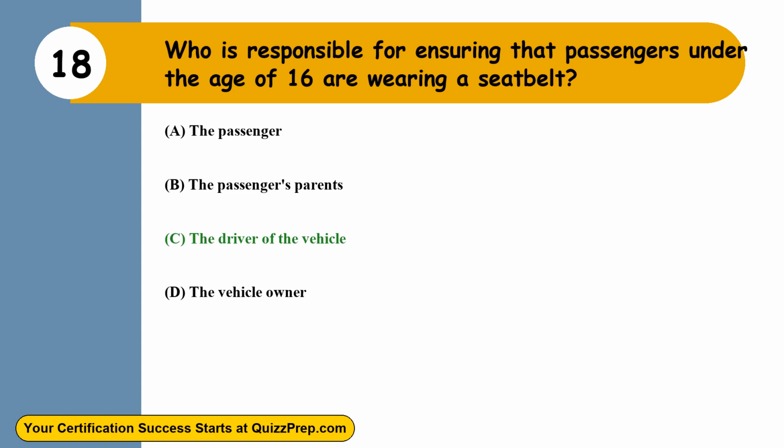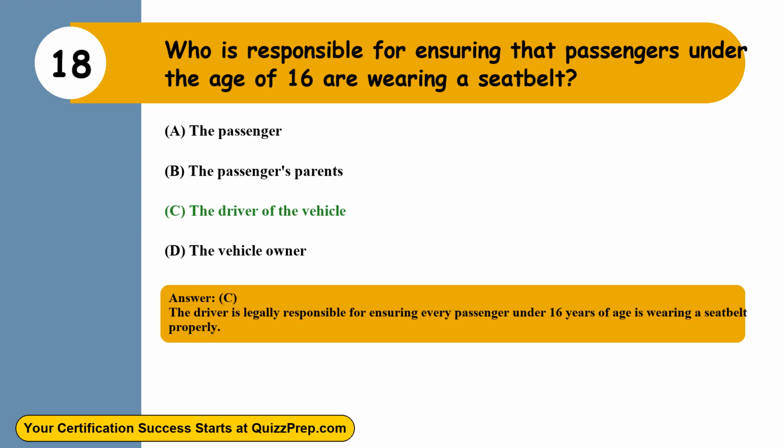The correct answer is option C, the driver of the vehicle. The driver is legally responsible for ensuring every passenger under 16 years of age is wearing a seatbelt properly.